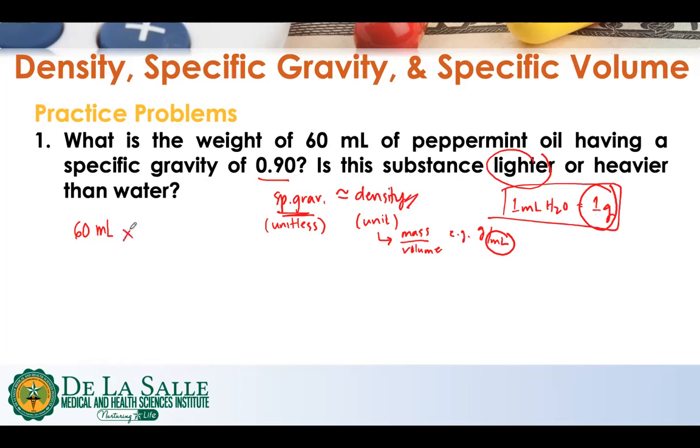So to determine the weight of 60 milliliters of peppermint oil, what I do is I multiply it by 0.9. So 60 milliliters times 0.9 is equal to 54 grams. Okay? Because of the imaginary unit of the specific gravity, again, this is not a real unit, that is grams per ml, I cancel the ml. So the unit that I get is grams.